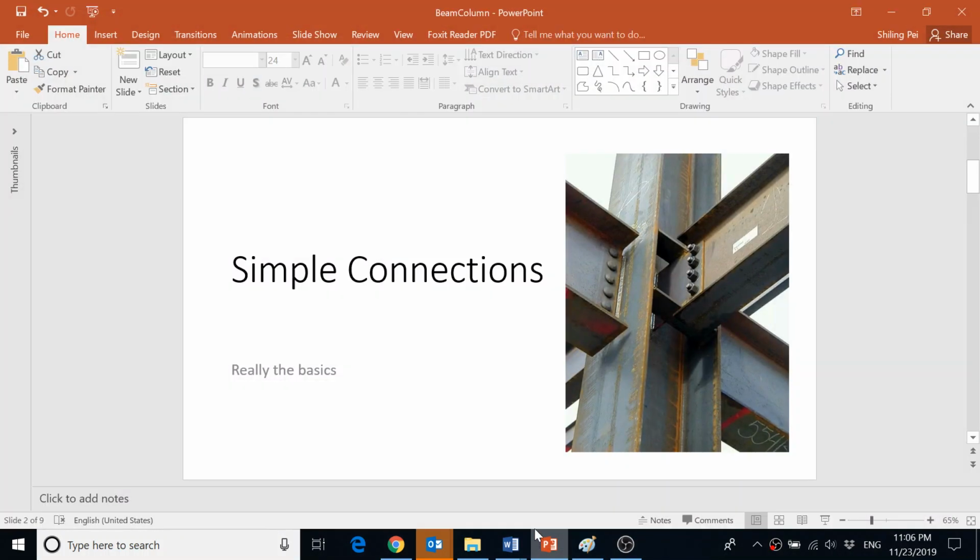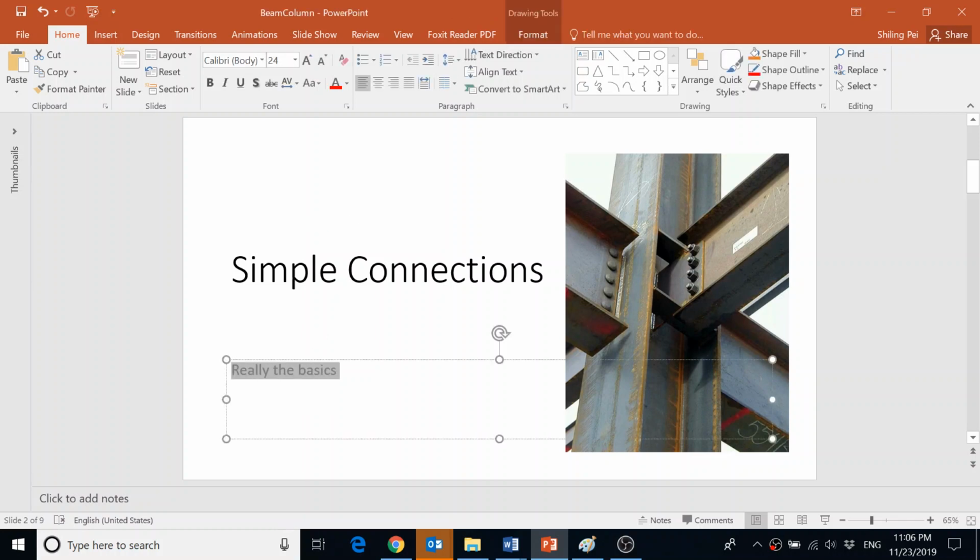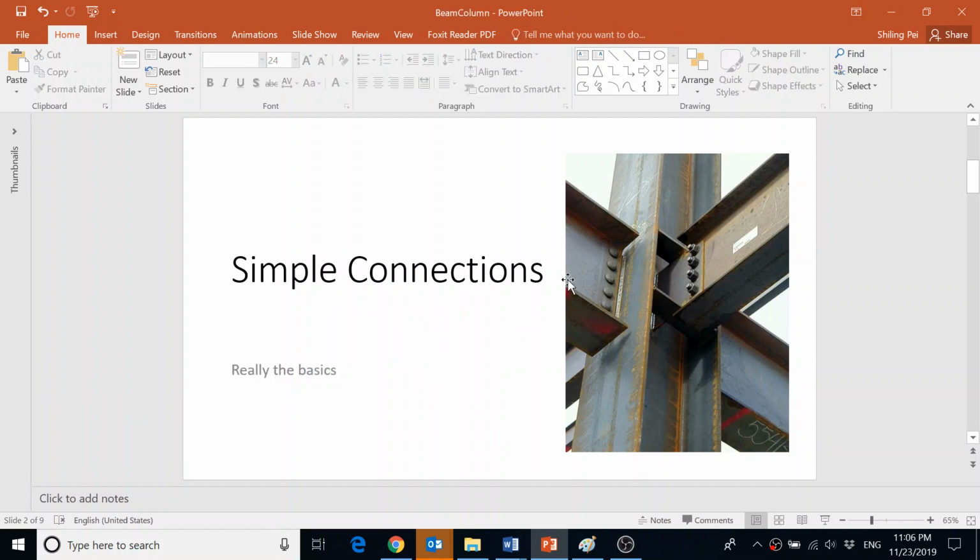All right, let's go through simple connections. In this class we're going to talk about simple connections. It's going to be really just the basics. Like I said, connections in steel are very important.